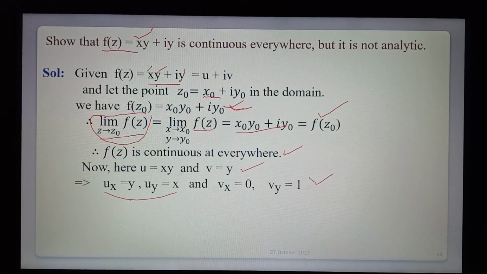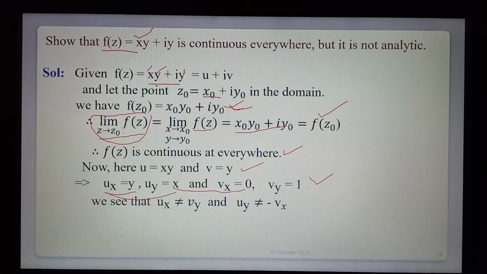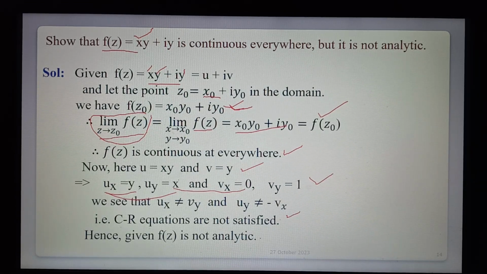So the CR equations are dou u by dou x is equal to dou v by dou y. Children, ux is not equal to vy, and uy is not equal to minus vx, with x is 0 కదా, so not equal. And the CR equations are not satisfied, therefore given function is not analytic. So that is CR equation not satisfied, therefore given function is not analytic, but which is continuous. Okay.